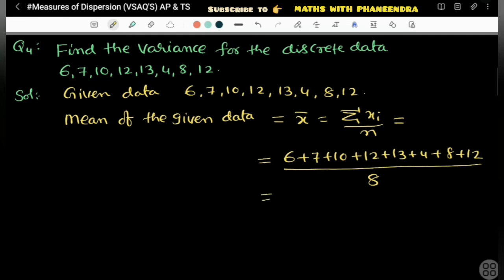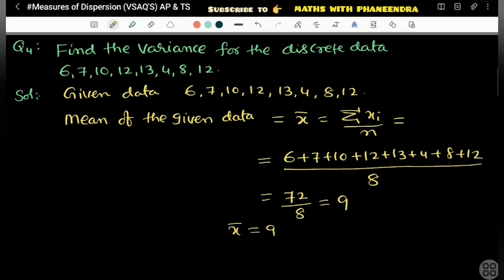So 13 plus 10 is 23, plus 12 is 35, 35 plus 12 plus 12. So all will become 72. 72 by 8 means 8 9s are 72. So therefore x bar is equal to 9.